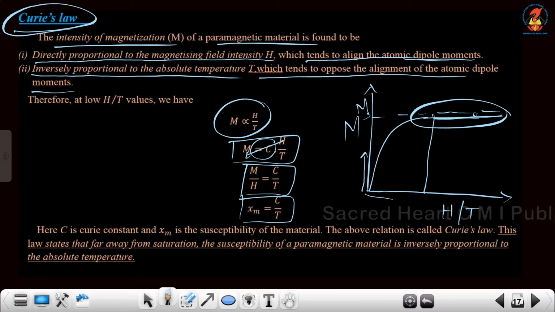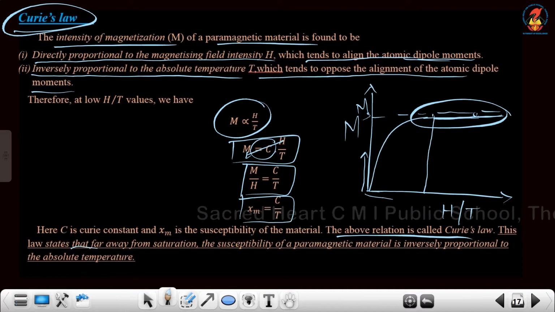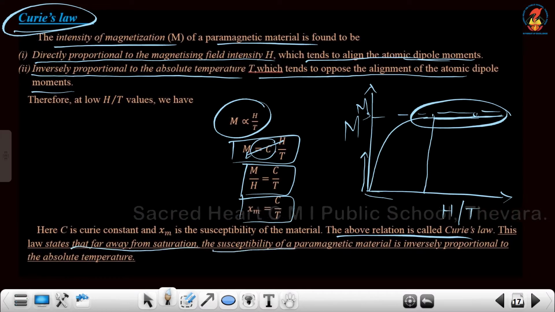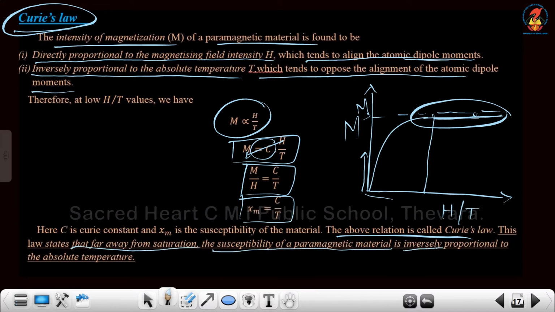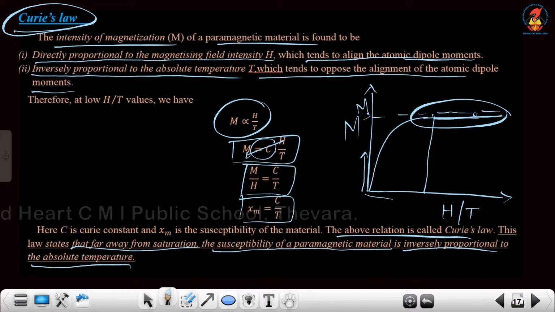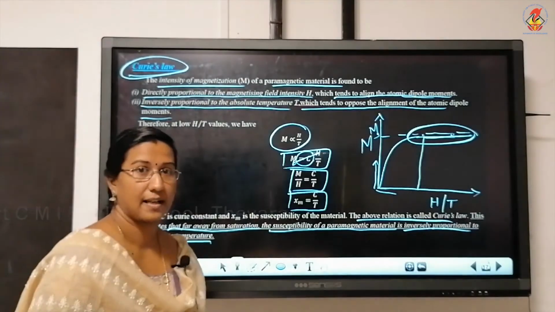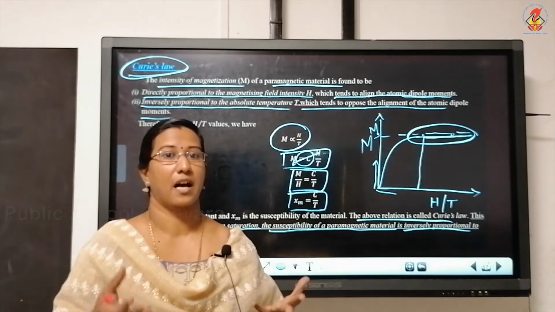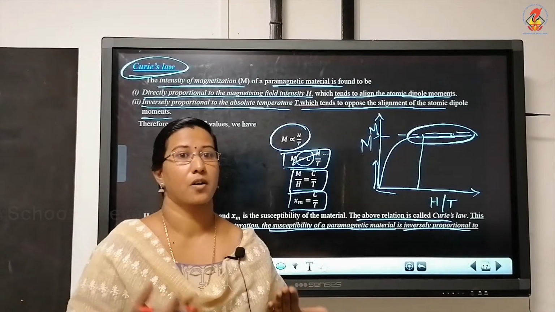The above relation is called Curie's law. The law states that, far from saturation, the susceptibility of a paramagnetic material is inversely proportional to the absolute temperature, which means as temperature increases, the paramagnetic property will start to decrease and it will become a normal material.